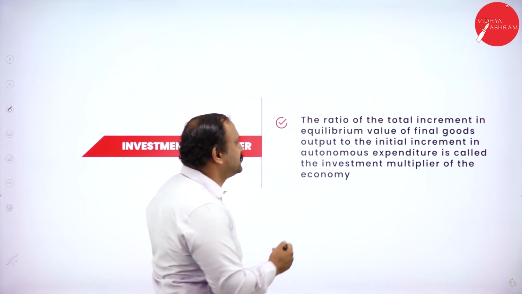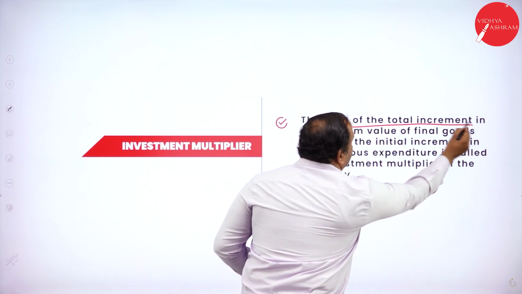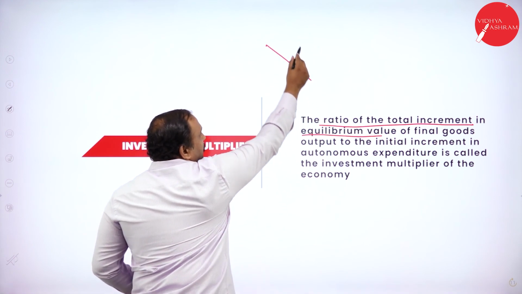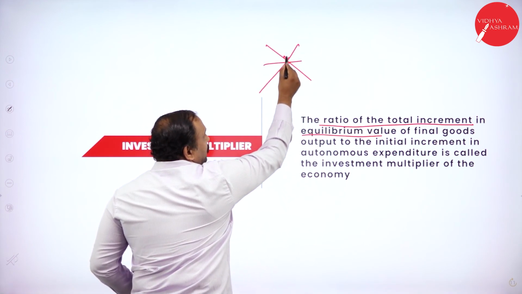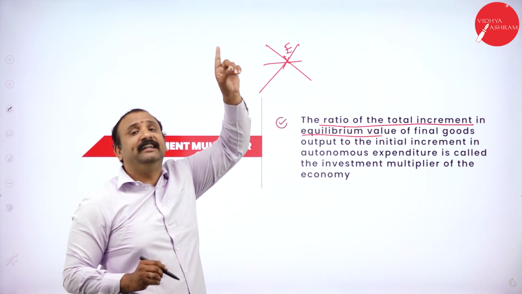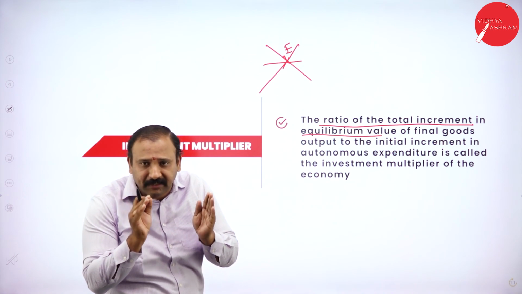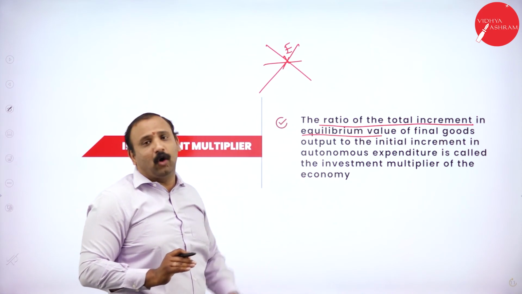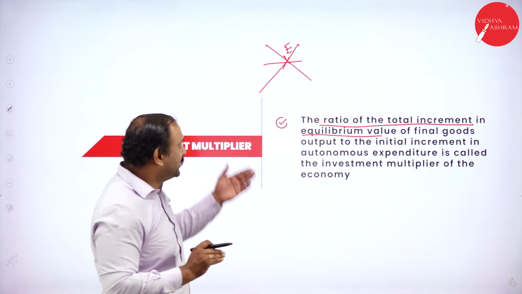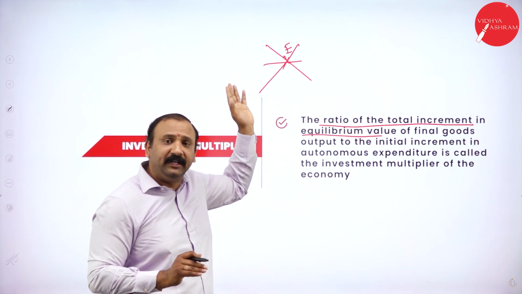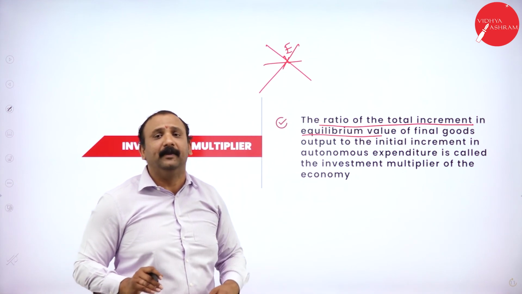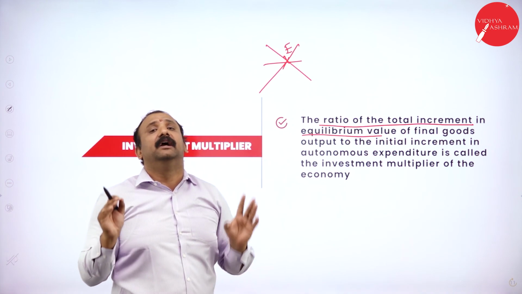Now let's try to understand it. The ratio of total increment in equilibrium value. For example, if this is the equilibrium value, this point, which I'm going to call E, that equilibrium value of the final goods, whatever goods are produced in the country in terms of output, to the initial increment of autonomous expenditure. So the initial increment that is being given in terms of land, labor, capital, that's where our expenditure is again going to come, is called the investment multiplier.